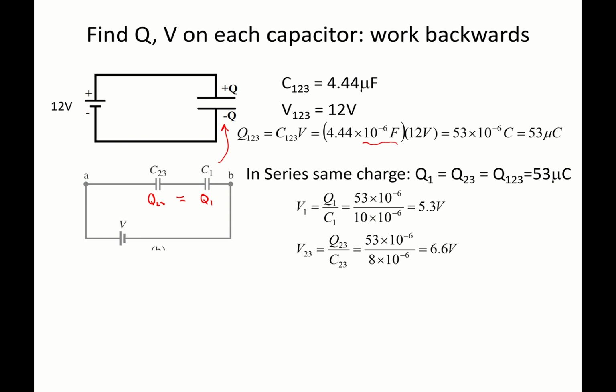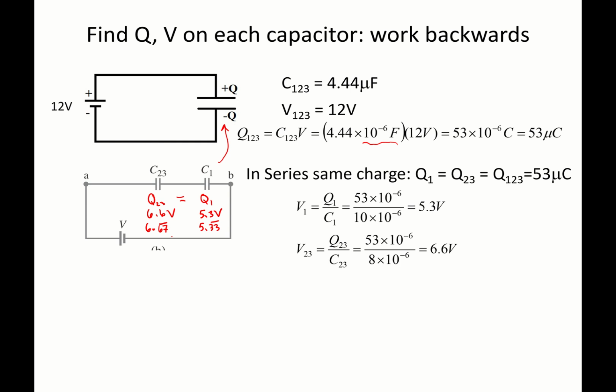So V1 is Q1 over C1, V23 is Q23 over C23. So 53 times 10 to the minus 6 over 10 times 10 to the minus 6. So I get 5.3 volts on C1 and 6.6 volts on C23. This actually, I think, was rounded, so it should have been 6.67, so 6.6 repeating and 5.33.